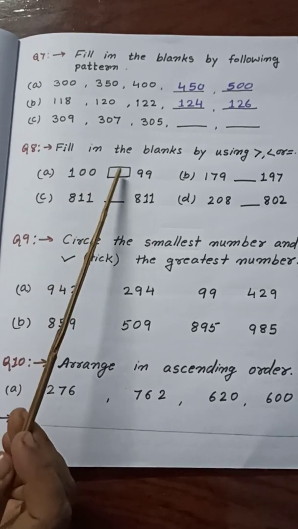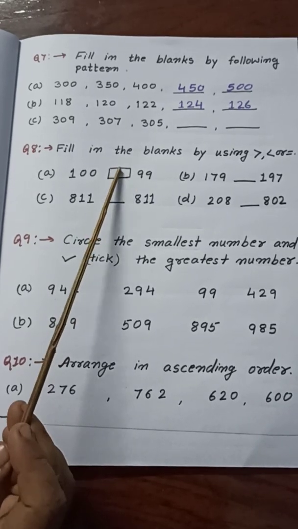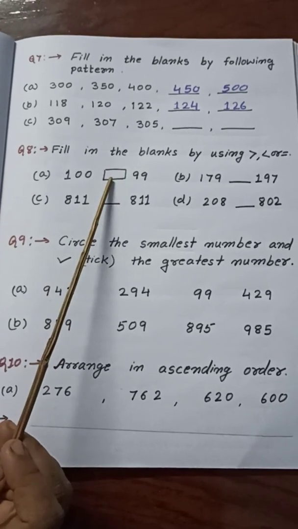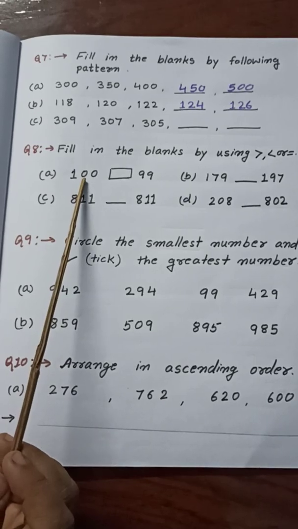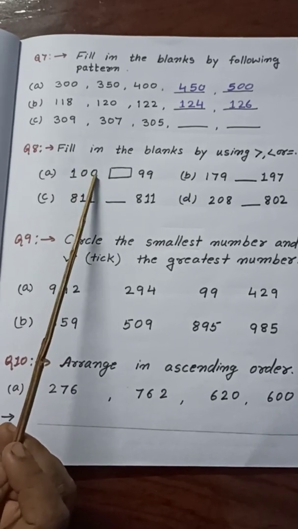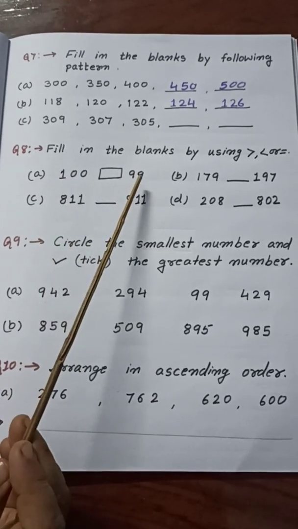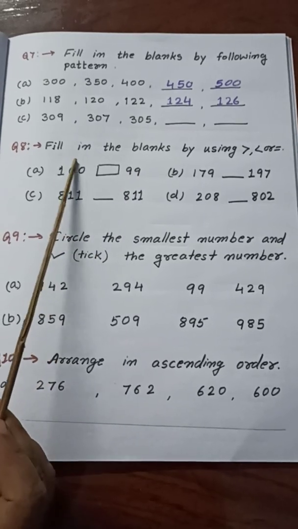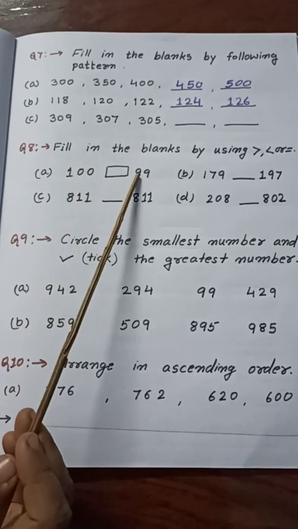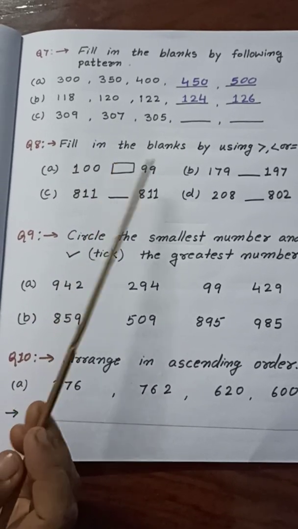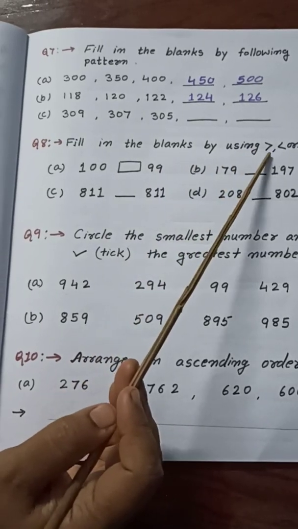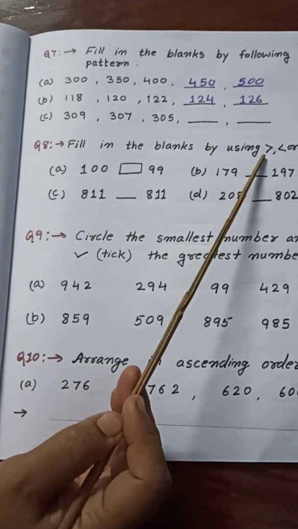And always the open mouth of the alligator shows the greater number. Suppose here is a 3-digit number and here is only a 2-digit number. So 100 is greater than 99. So which sign will we put here? This sign, the greater sign, right?